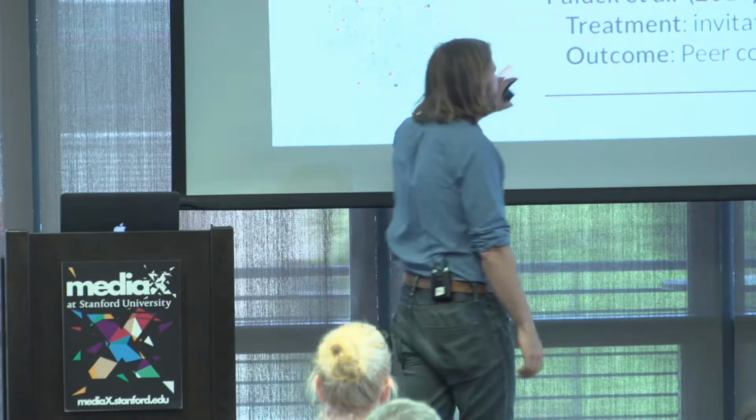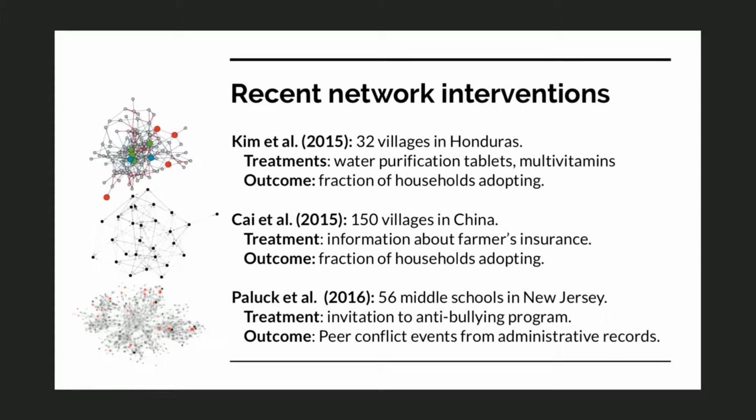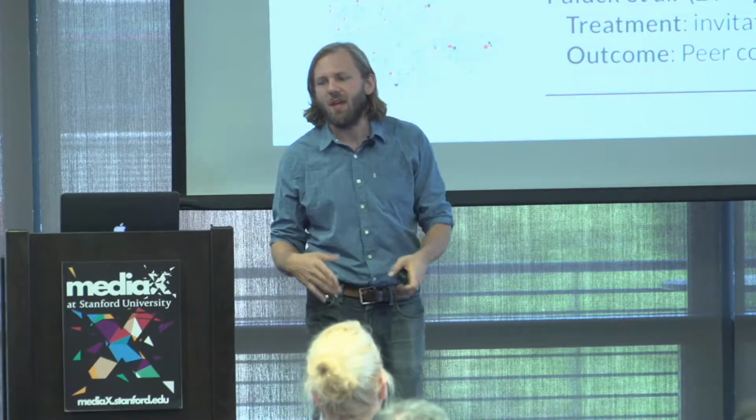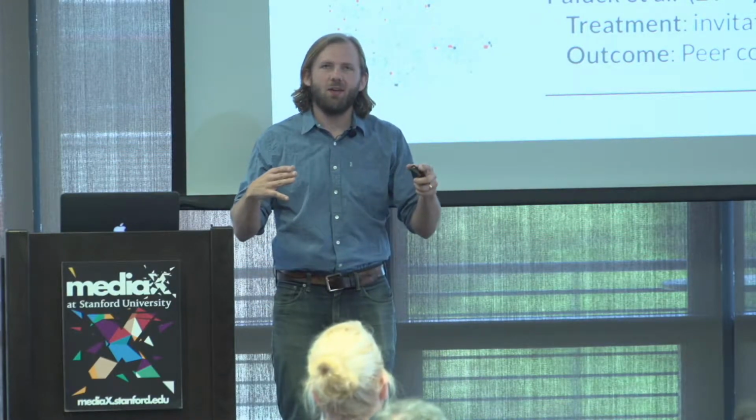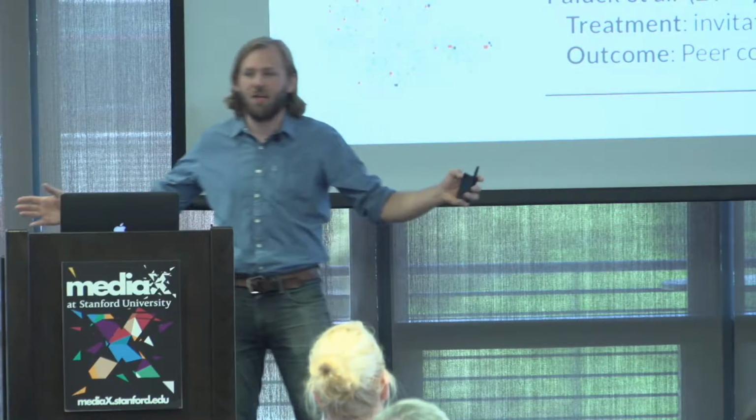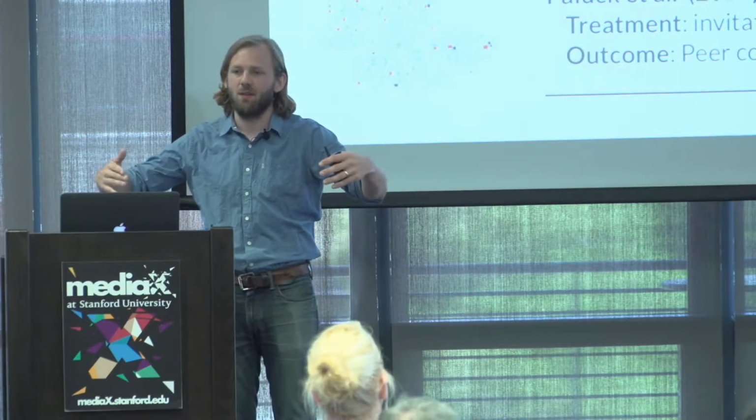What's slightly different about this setup as opposed to the previous two is that in the previous two, if you had enough money, you would give the water purification tablet to everybody. If you had enough time, you would go around and train everybody, provide information to everybody about the farmer's weather insurance. Here, there's something else going on where it's a group level treatment. You're selecting 8, 16 individuals, and you're putting them in a room together, and it's quite clear that you wouldn't get the same effect of putting the entire class in the room.